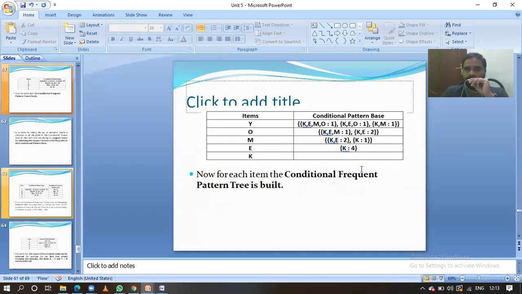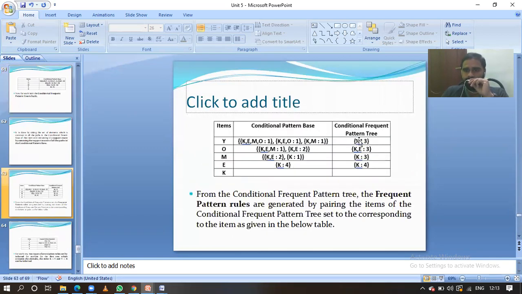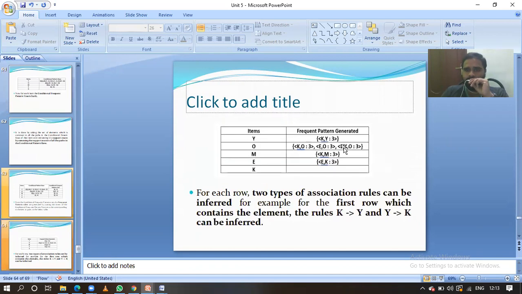Okay, you have to write down the association rules for K to Y as well as Y to K also.